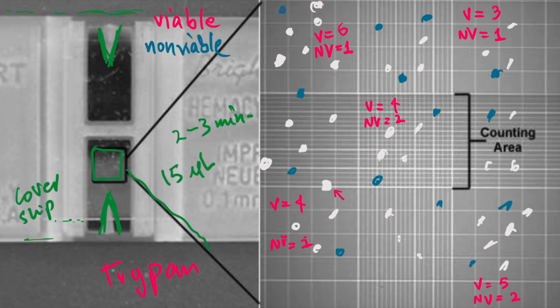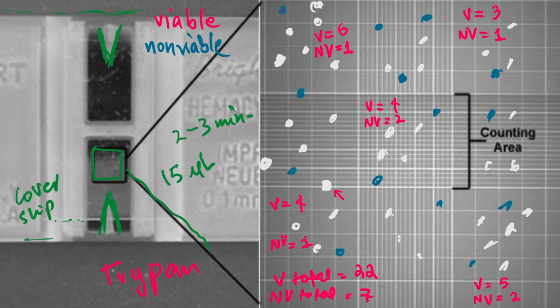What we're going to do next is sum all of them up together. Let me sum up the viable cells. I'm going to call it V total and NV total. Let's count the viable ones first. 6 plus 3, 9, plus 4, 13, plus 4, 17, plus 5, 22 viable cells. For the non-viable cells, there are 2 plus 1, 3, plus 2, 5, plus 1, 6, plus 1, 7. So I have my count of viable and non-viable cells.